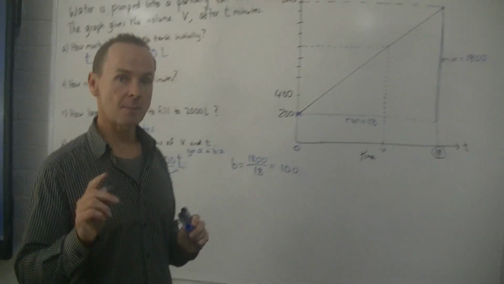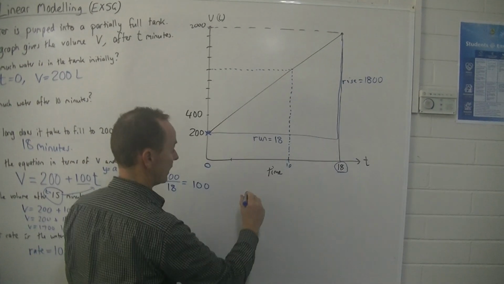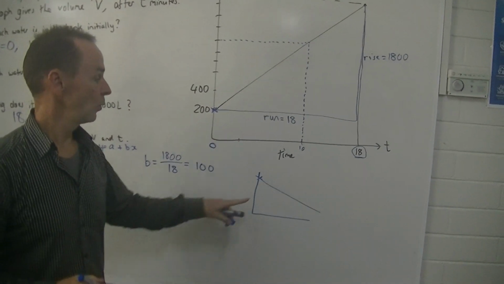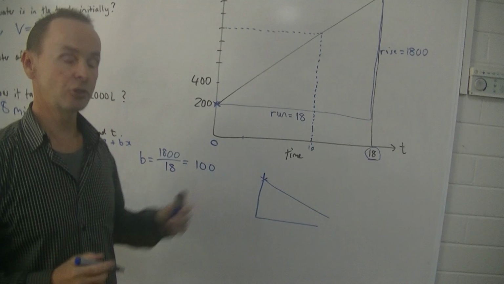Alrighty, and then some of the graphs will be, instead of being increasing, some of them might have a full water tank and it might be decreasing, which means the gradient will be negative. So just be careful of that.